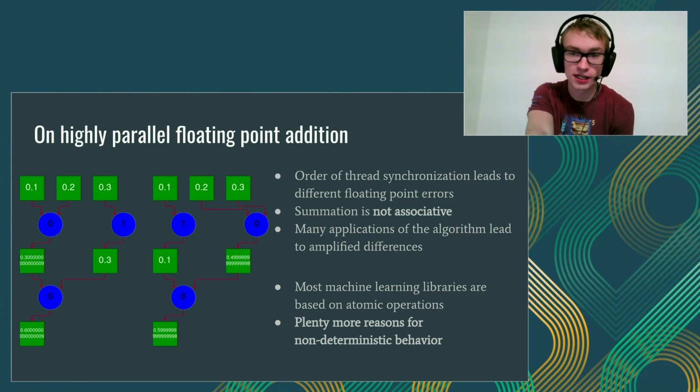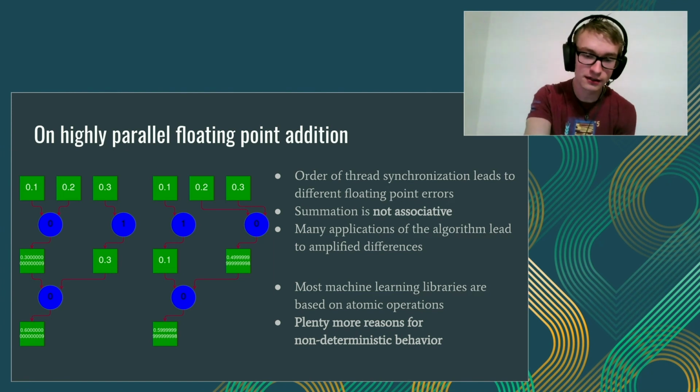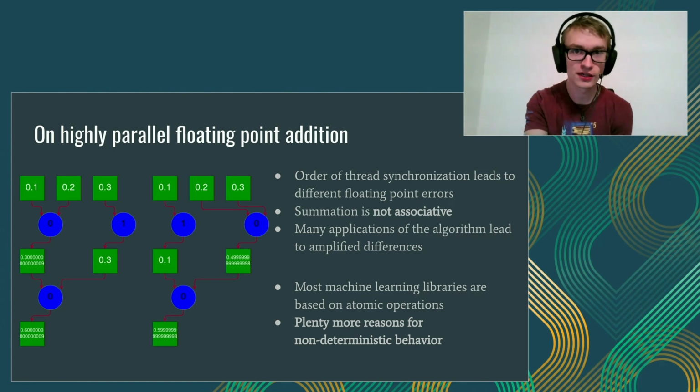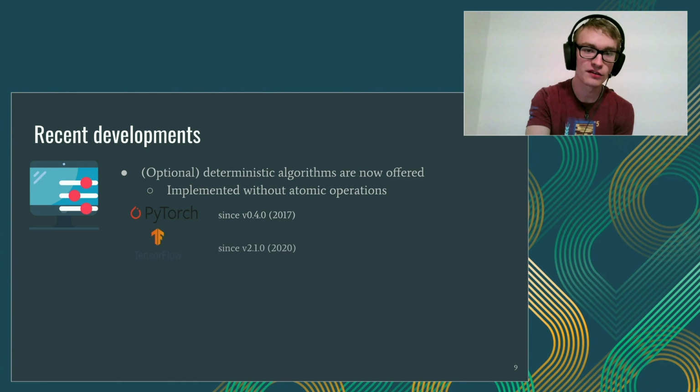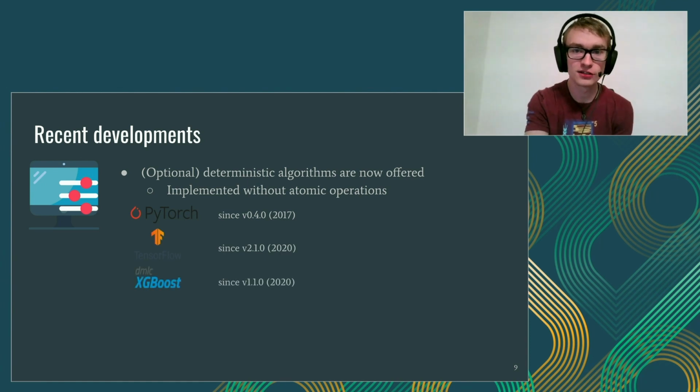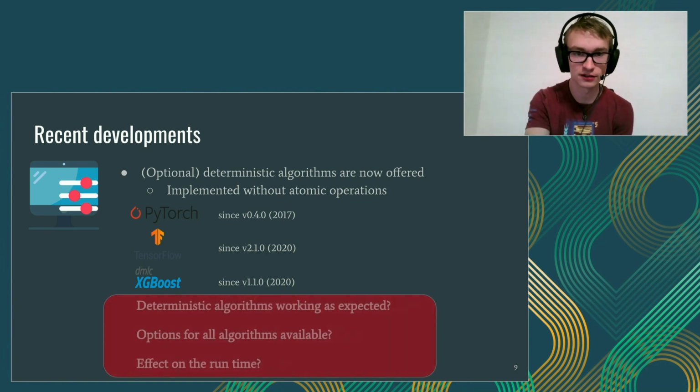Yeah, and most machine learning algorithms, they are based on these atomic operations. Even though we've just talked about this issue, there are many more reasons for non-deterministic behavior, but this is the most prominent one that people are usually not aware of. But there have been some recent developments. For the major machine learning frameworks such as PyTorch and TensorFlow, but also XGBoost, there are now actually deterministic algorithms and variants offered. And they are implemented without these atomic operations that I've just mentioned.